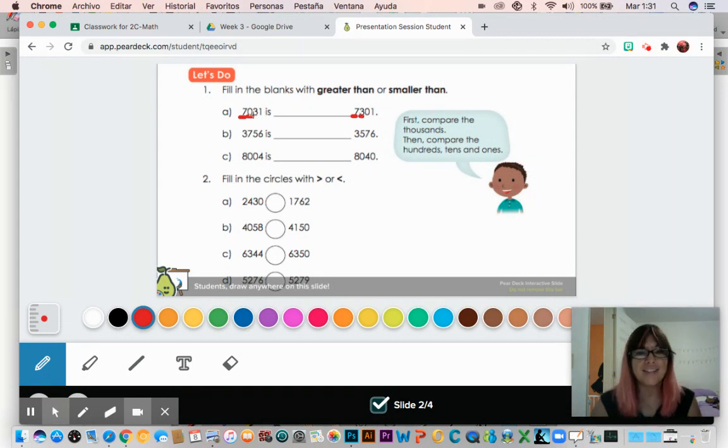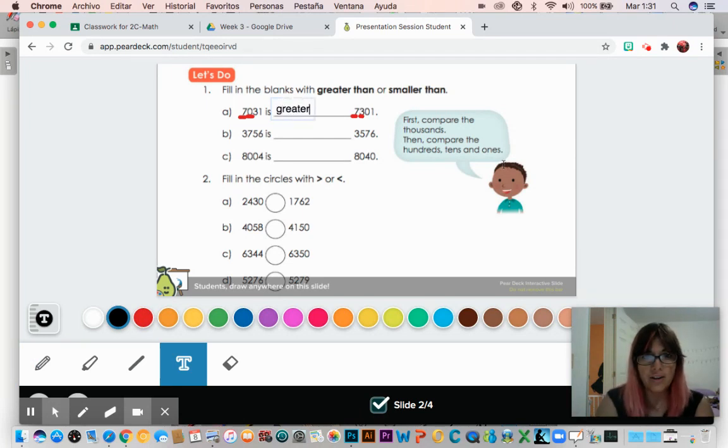But if you think that 0 is bigger or greater, you write here with the T, greater than. 7,031 is greater than 7,301. If you think it's smaller, write smaller. You decide, okay? You can use your whiteboard. Copy the two numbers in your whiteboard, one up and the other down, and then look. First look at the thousands, then the hundreds, then the tens. Okay, let's go to the next one.